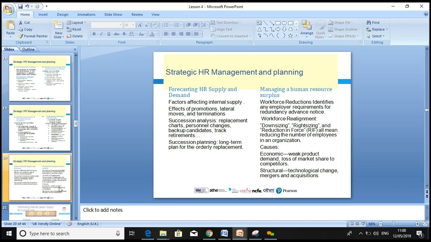Managing human resource surplus: if we have a surplus of human resource, we may have workforce reductions, downsizing, or rightsizing. Maybe we have heard the terminology reduction in force, which means reducing the number of employees in our organization, caused by weak economics, weak product demand, or a loss of market share. We can look at Brexit. If economic growth is slow, of course we may need less staff. So we need to plan, and maybe we can make people redundant, or for people who are leaving, we don't replace them until Brexit or economic growth has settled down.